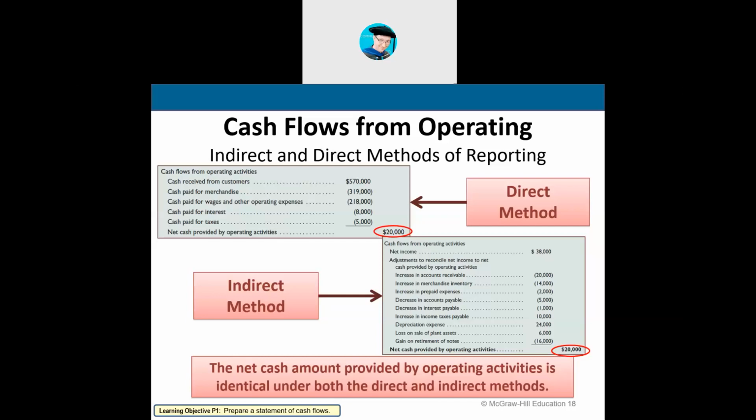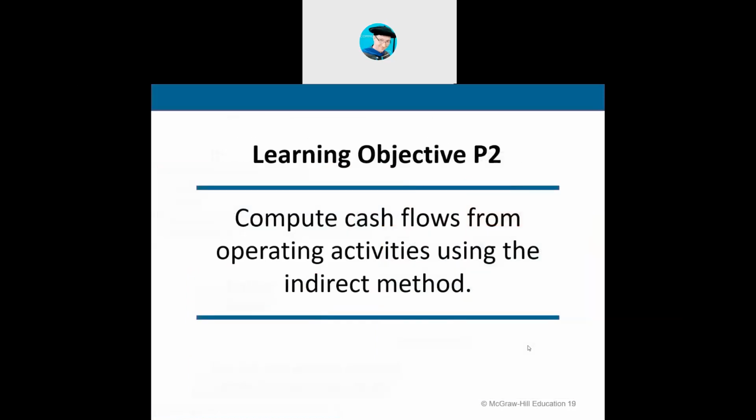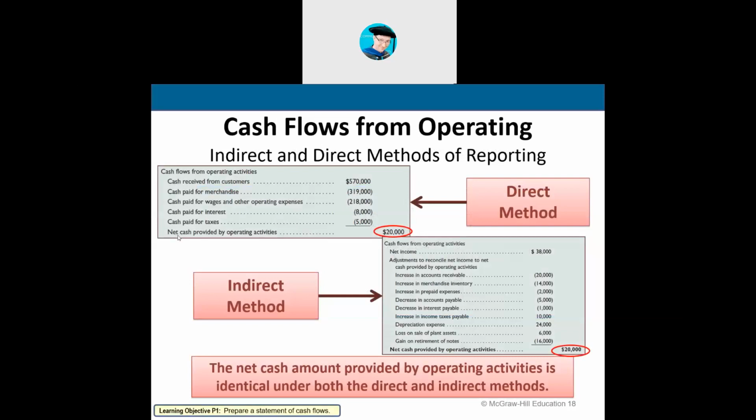The reason why we call it the indirect method is because we use net income and we reconcile our cash transactions to the net income. But you see, whichever method you use, you will derive the same exact net amount. Your net cash is the same, whether you use the direct method or the indirect method. Personally, I prefer the direct method because it's simpler, in my opinion.